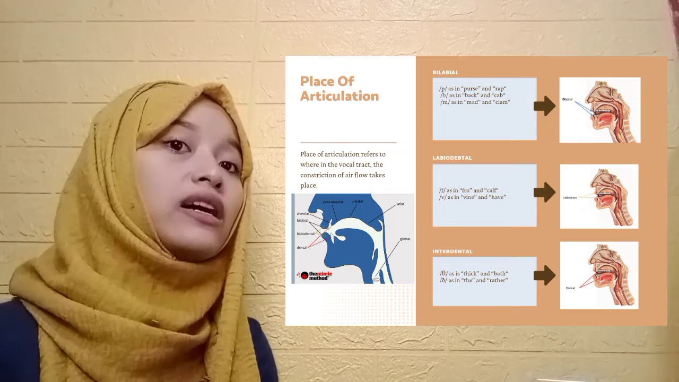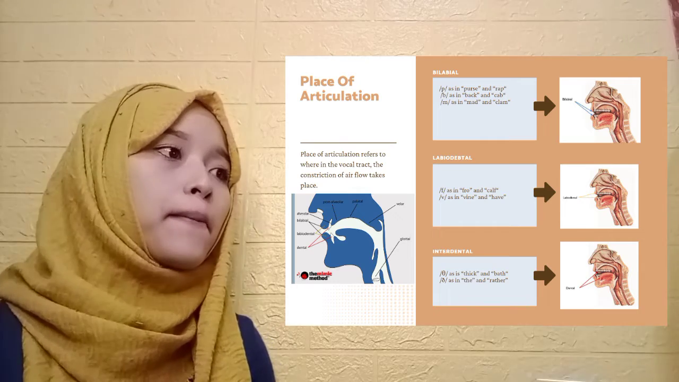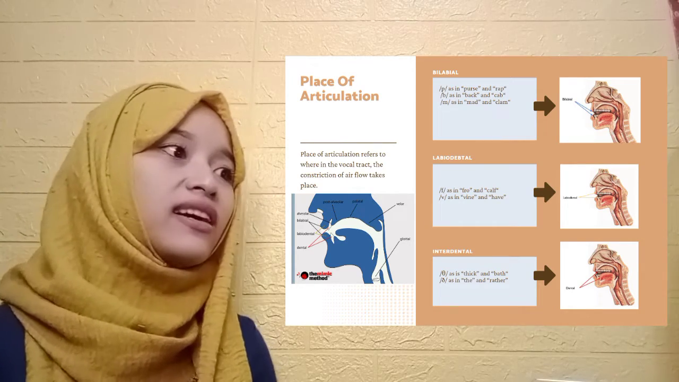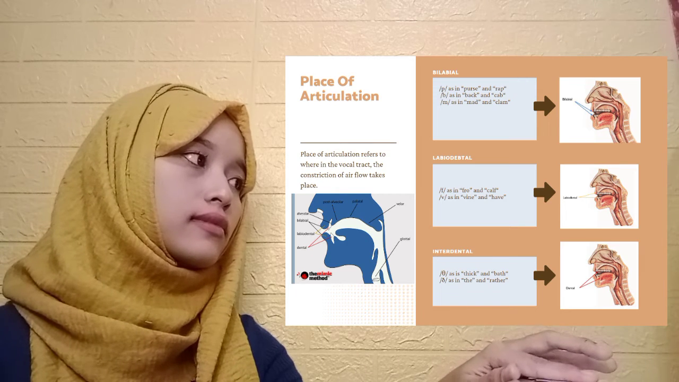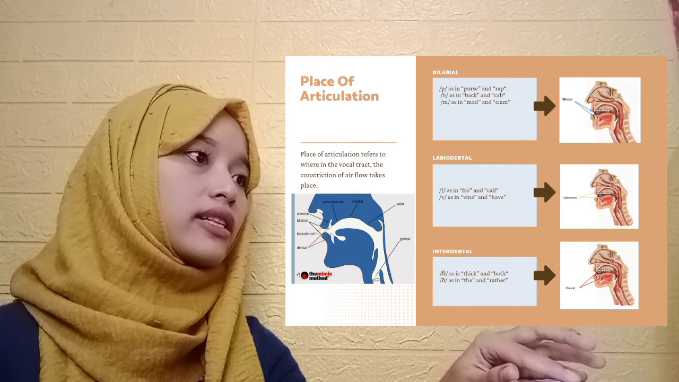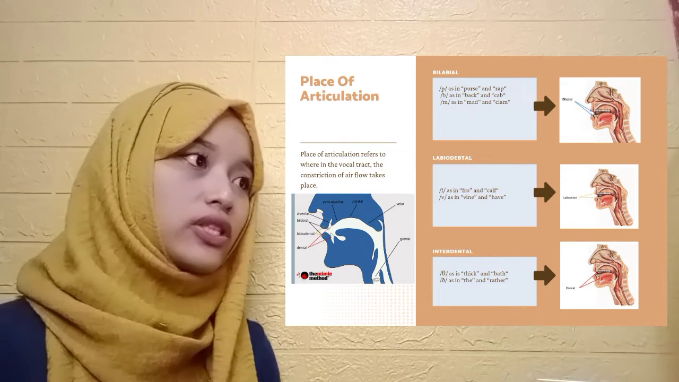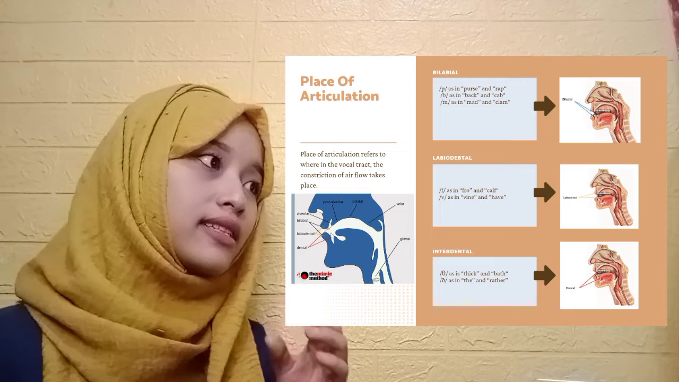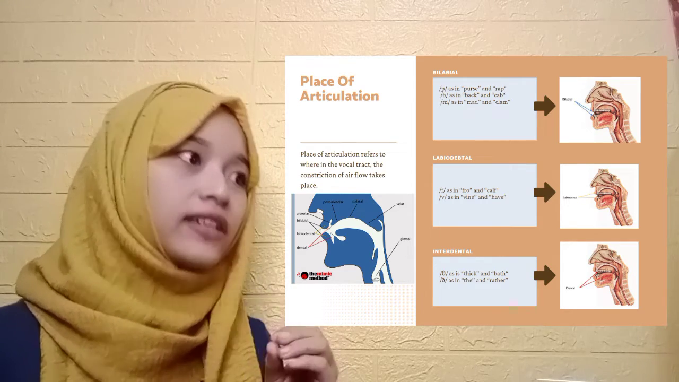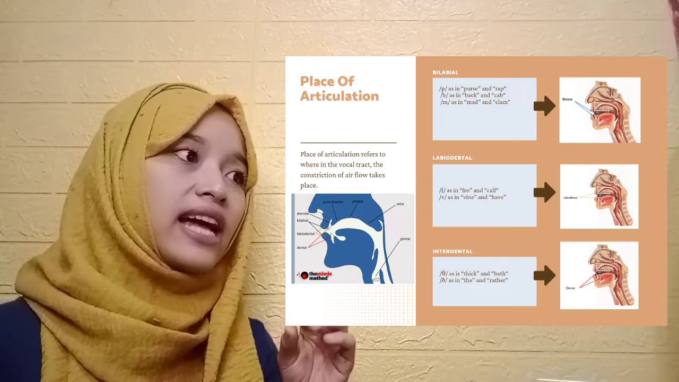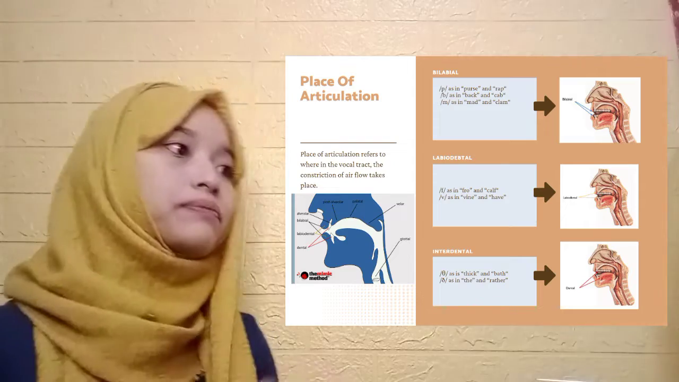The first one is p, p, p, as in push and rap, b, as in back and cap, m, as in mad and come. The second is labiodental sound. Labiodental sounds are produced with the upper teeth and the lower lip, such as f and v. For example, f as in fro and calf, v as in fine and half.